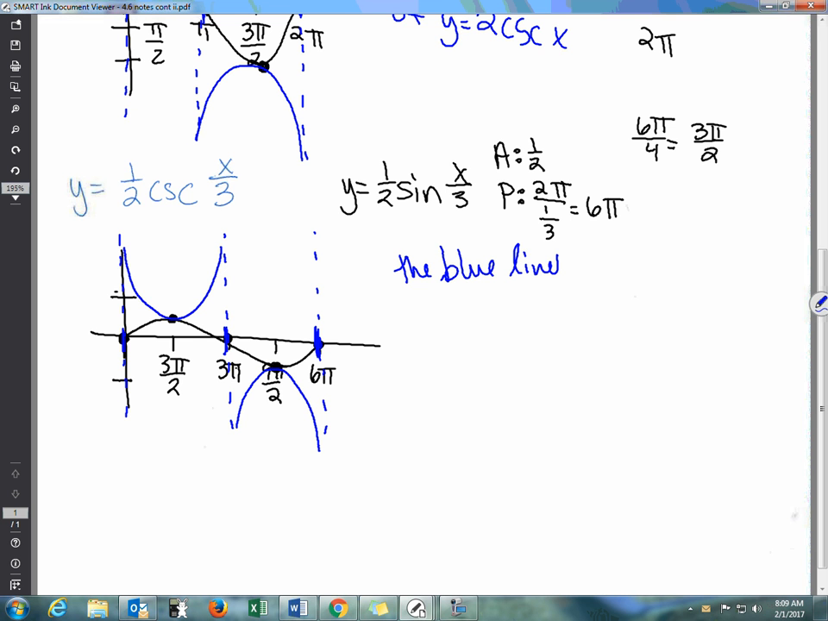So again, the blue lines are the graph of y equals 1/2 cosecant of x over 3. Okay, so there you go. Hopefully this helps make some sense into how to graph the cosecant function with different varying amplitudes and period lengths.